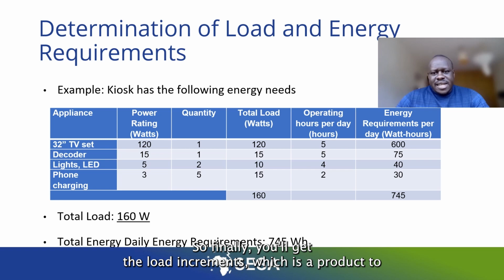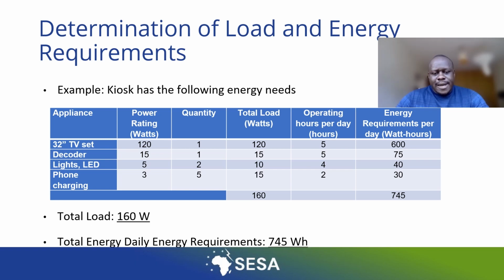Finally you get the load requirement, which is a product of the wattage rating of the equipment and the hours in which you operate it in a particular day. In this case, we have a total load of 160 watts and a load requirement, which is a product of time and total load, of 745 watt hours. You'll have to remember this going forward because we'll be referring back to these figures.